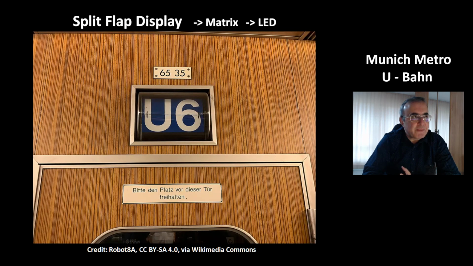This is the first generation of displays. These are split flap displays. Then when the newer versions of the B series came, they were replaced by matrix displays. And with the newer versions of the C train, they were replaced by LED displays.